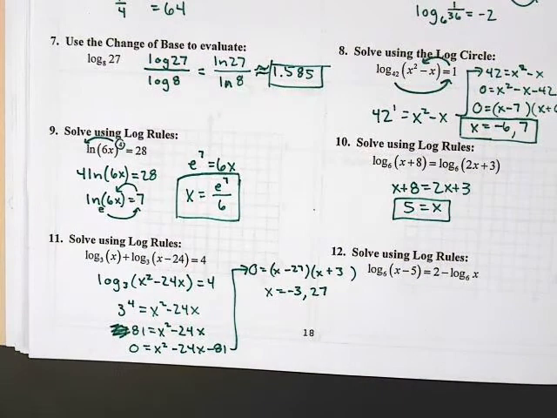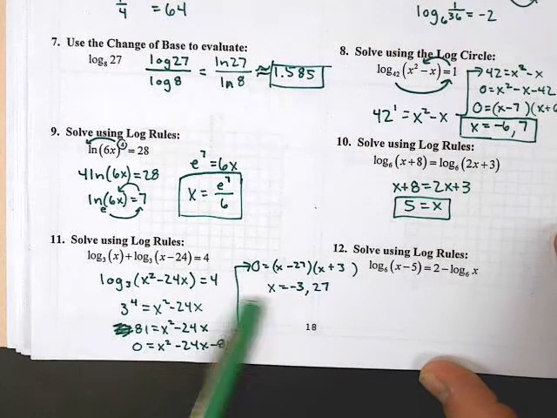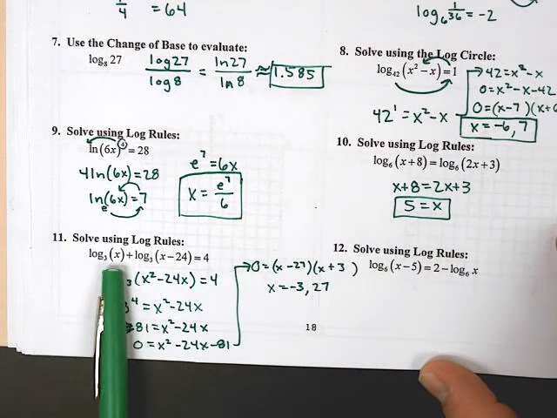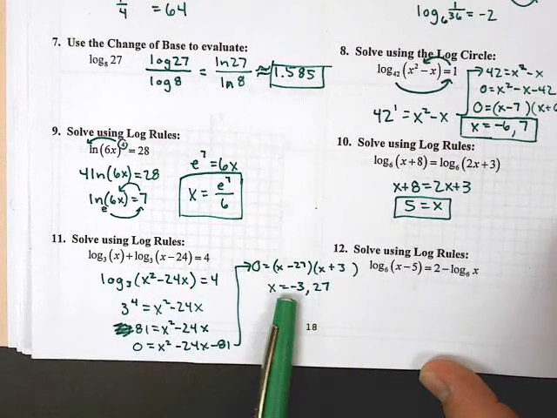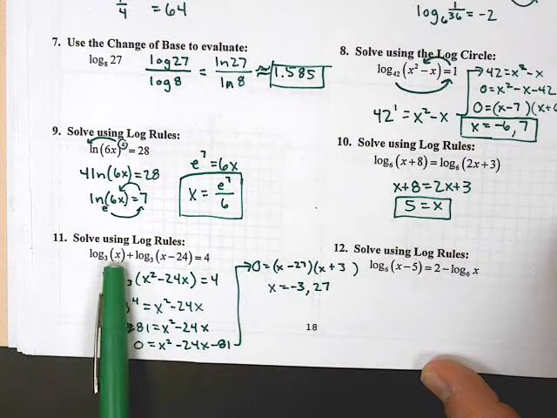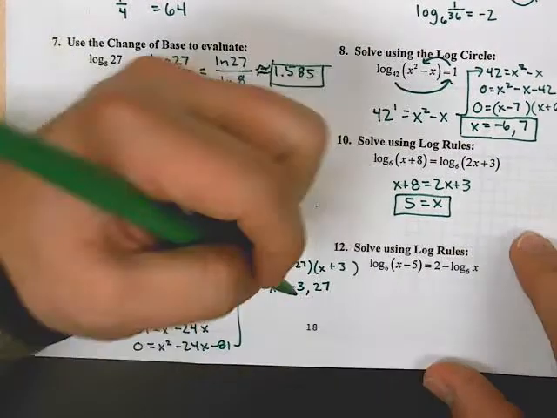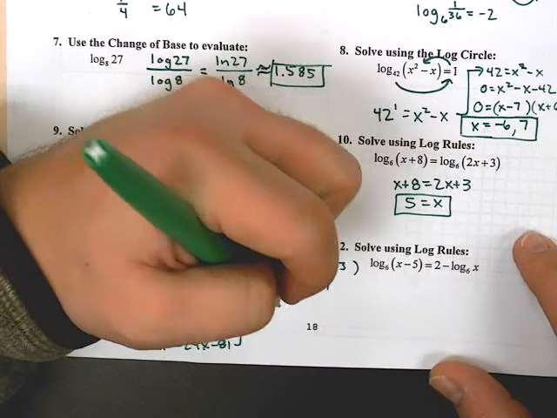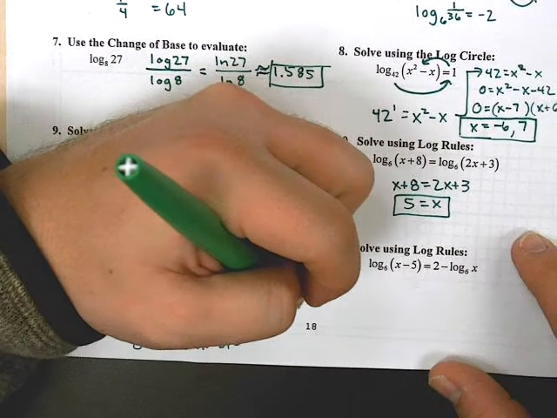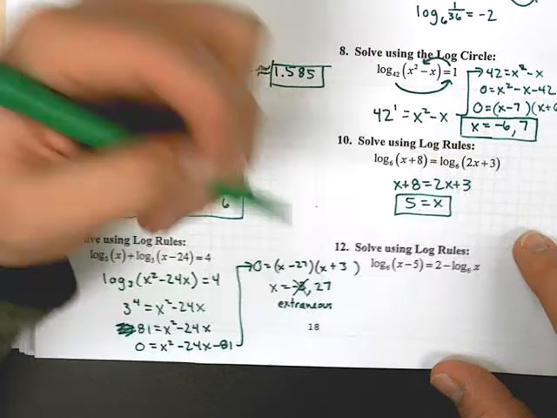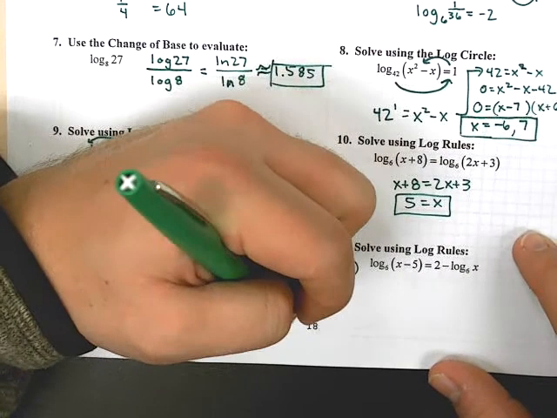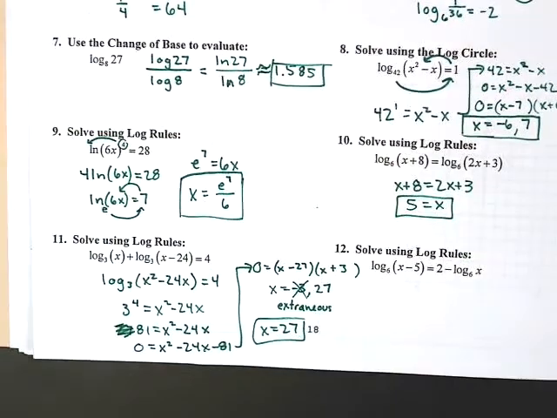Now, you need to again check for extraneous solutions, and I see one. I have a log with just the argument of x. So if I plug in this negative 3, it makes my argument negative, and we can't have it. Alright? You cannot do it. That is extraneous. So my only solution here is 27.